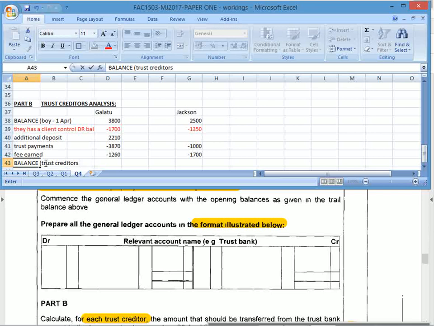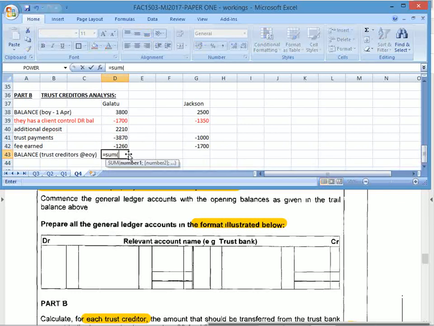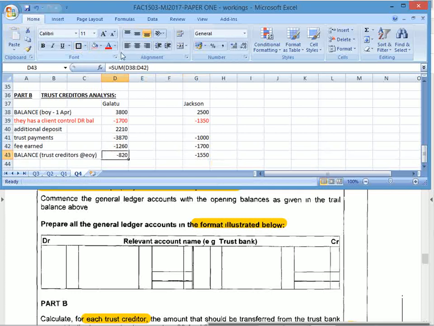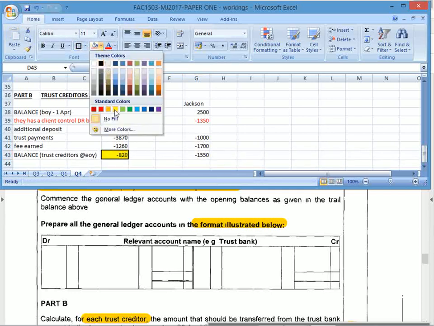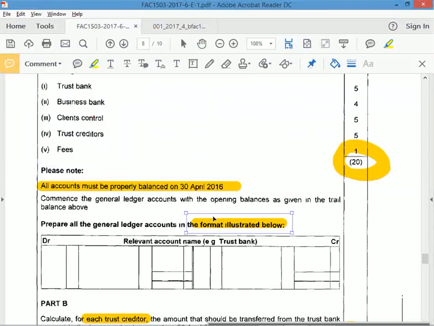at end of year is going to give us an amount of minus for that one, minus for that one. Okay, so those are your balances at the end of the period.